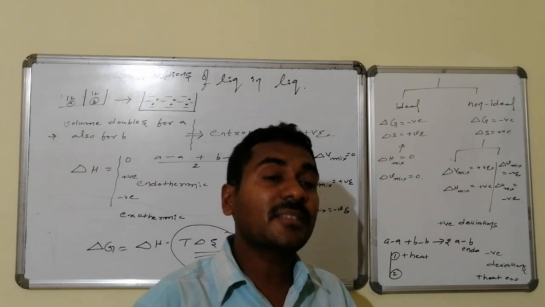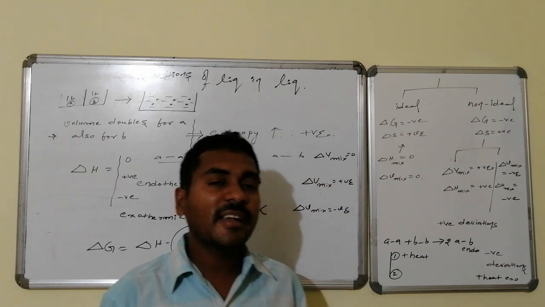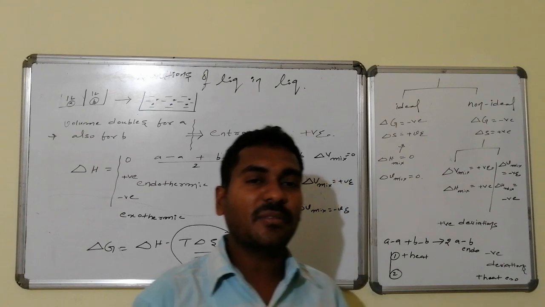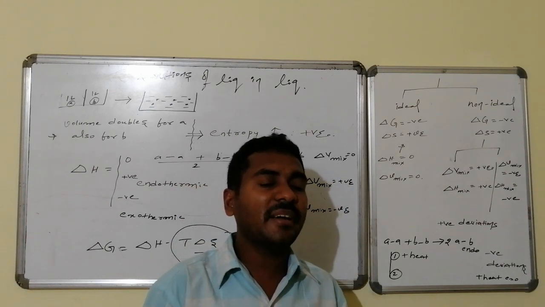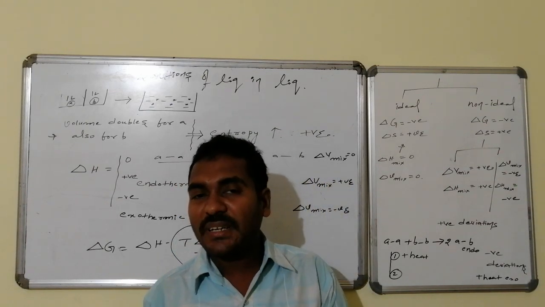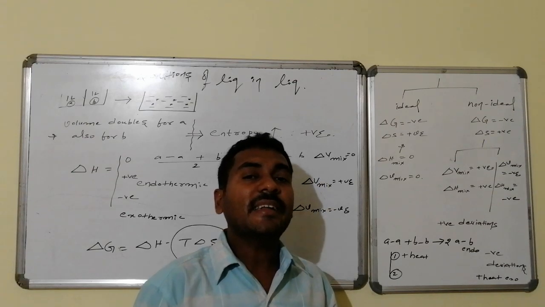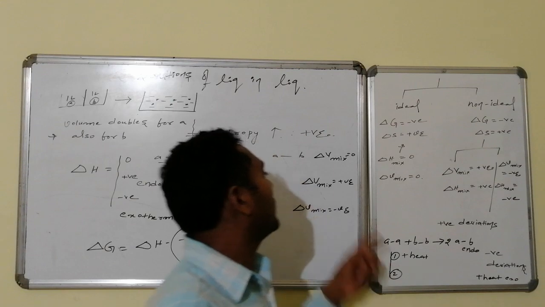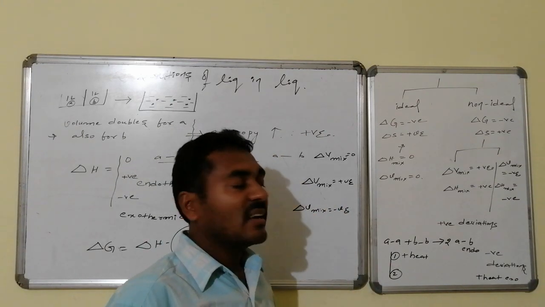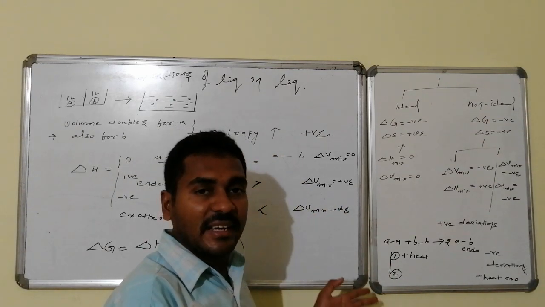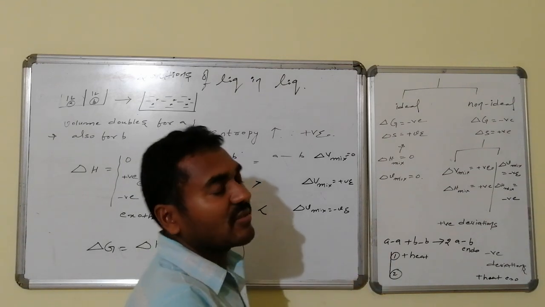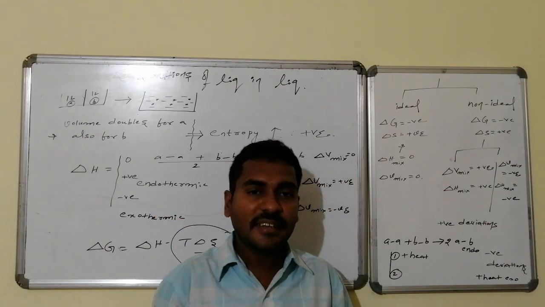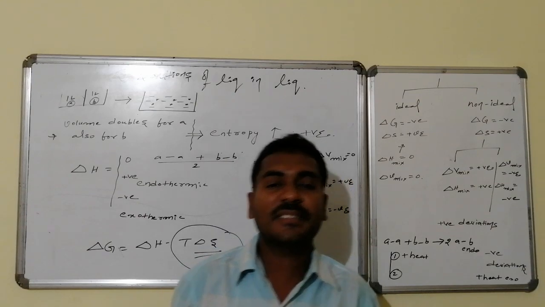Then how many varieties of non-ideals are there? Non-ideals of positive deviations are what? Non-ideals of negative deviations are what? What is the basic reason behind the deviation and how many types of deviations are there? And how can these deviations be interrelated with delta V mix and delta H mix? All these things can be given in a clear version. This is the reason why deviations are coming and how deviations are categorized and segregated into different varieties.